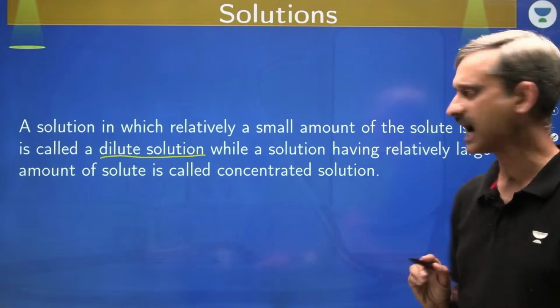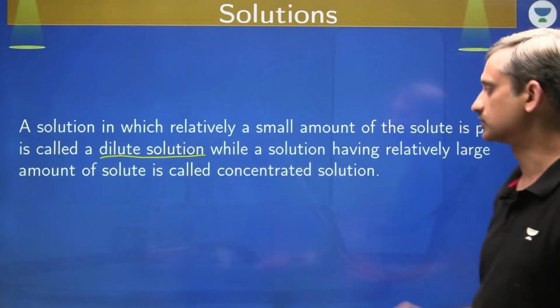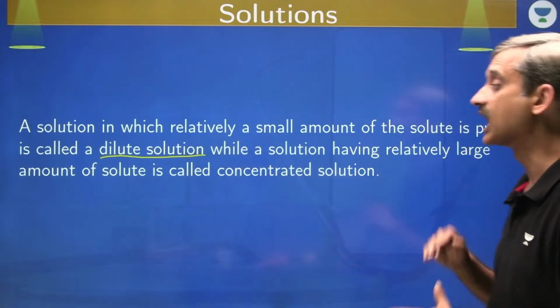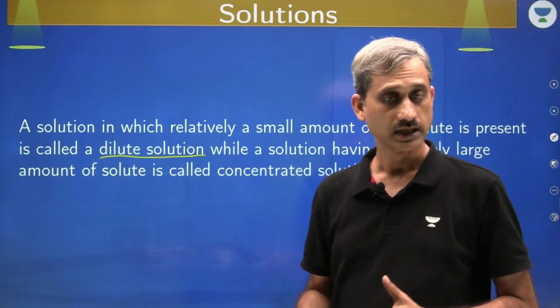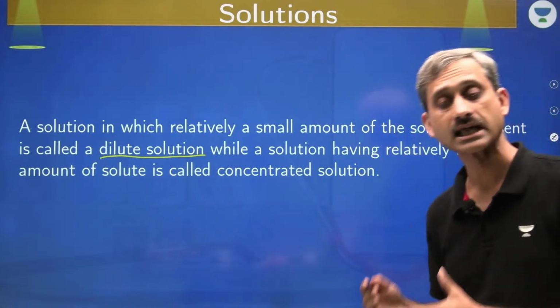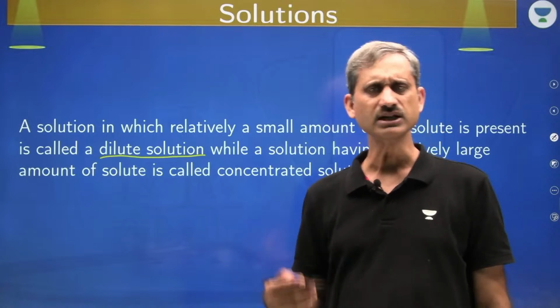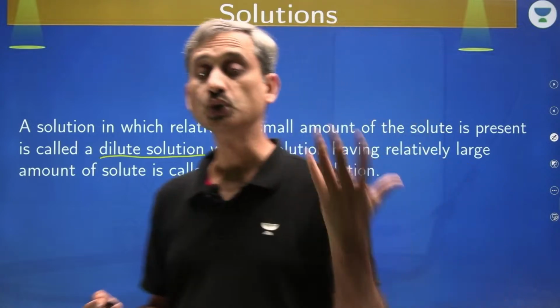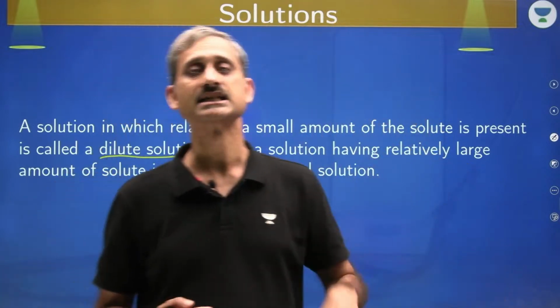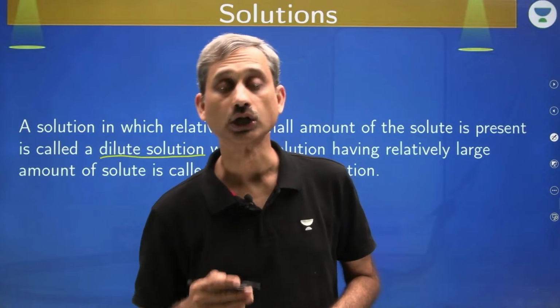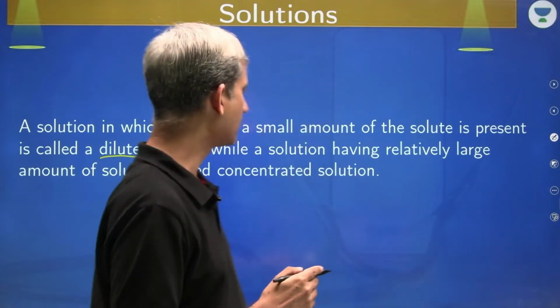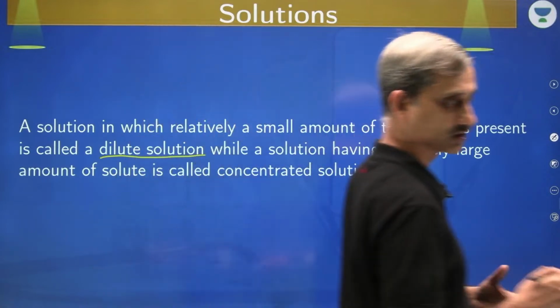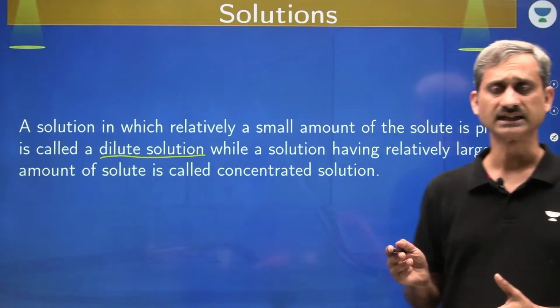So this is what we have as a dilute solution. While a solution having a relatively large amount of solute is termed as a concentrated solution. Concentrated solution means the solute is more, solvent is less. A concentrated solution has a lower concentration of the solvent. So that's what we have as the solute and the solvent. That is what we have as concentrated and dilute.